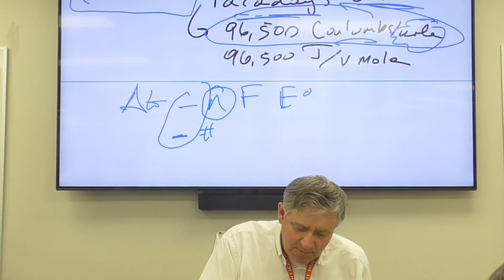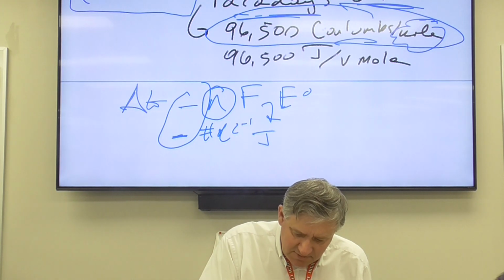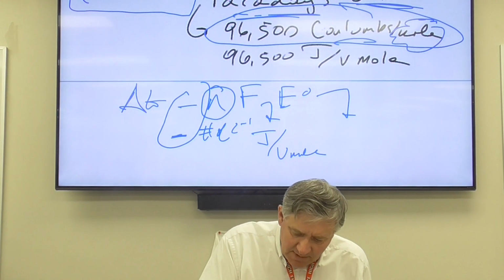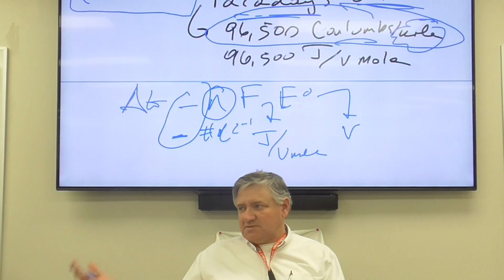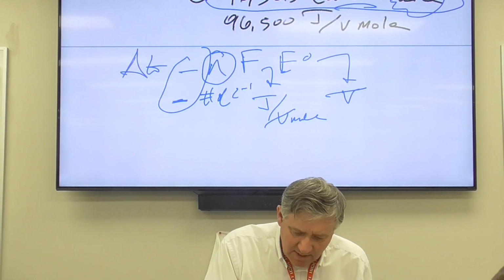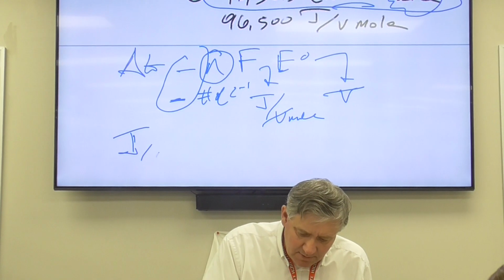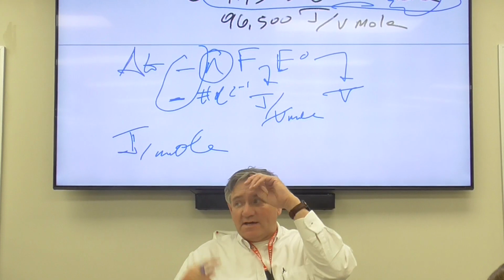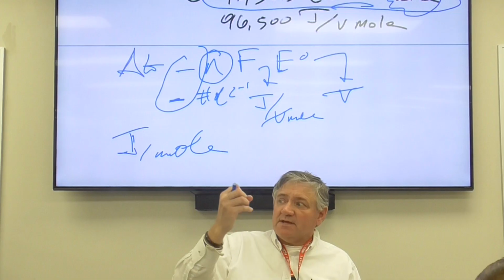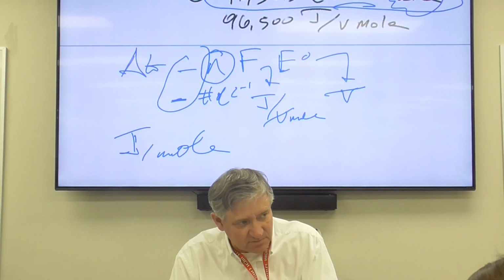So N is going to be the number of electrons. And then you have Faraday's constant, which is joules per volt mole. And then you have your E naught value, which is in volts. Okay? So what's going to happen then is that your volts are going to cancel out, and what you're left with is joules per mole. So what that tells me is that the amount of Gibbs free energy that's available is dependent upon the quantities that I have because of the fact that this is joules per mole.